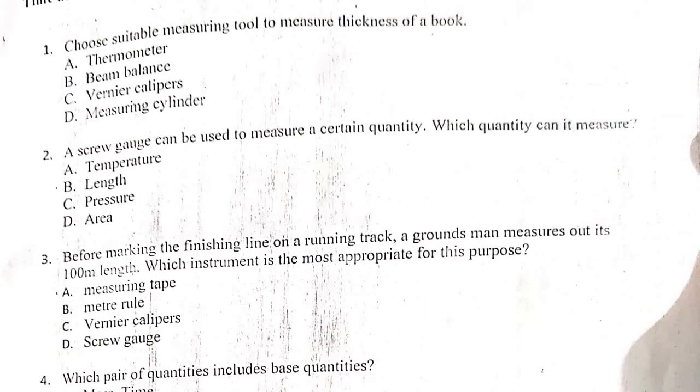So the question number 1 is choose suitable measuring tool to measure the thickness of a book. So we have to identify the measuring instrument that can be used to measure the thickness. So the correct answer is vernier caliper because measuring cylinder measures volume and beam balance measures the mass and the thermometer measures the temperature. So option C is the right answer.